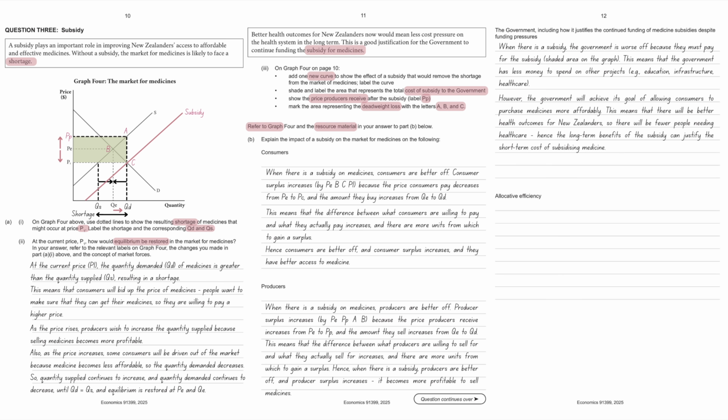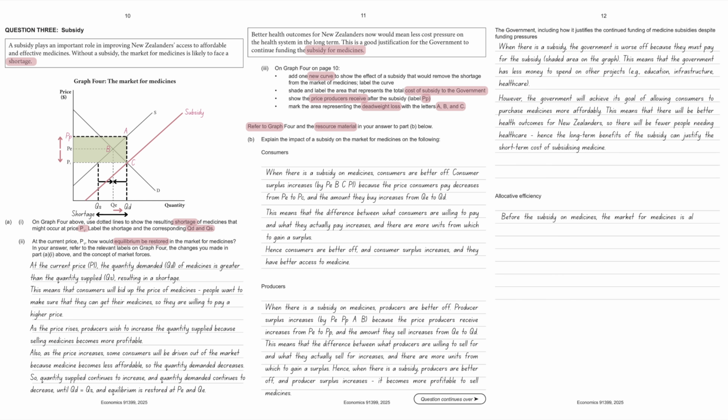Now, if there are fewer people needing healthcare, then this could justify the short-term cost of funding medicines, because the long-term benefit of the subsidy is that fewer people need major healthcare, so that could justify the short-term cost of subsidising medicines. Great, and then the last question is all about allocative efficiency.